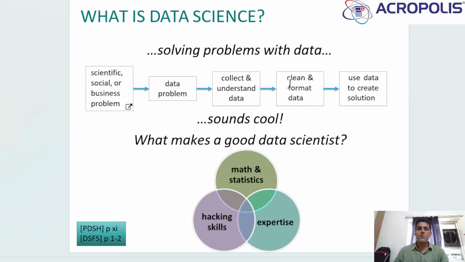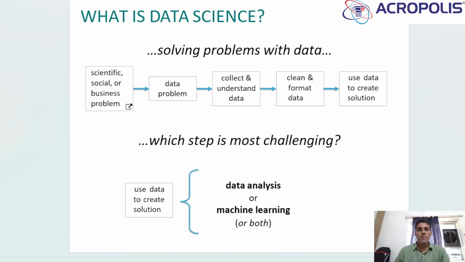So if I ask what makes a good data scientist, the answer would be one who is proficient in mathematics, statistics, and domain expertise is required. So if I ask out of these five steps, which step is most challenging? Either data analysis or machine learning or both. We have to understand each and everything one by one.